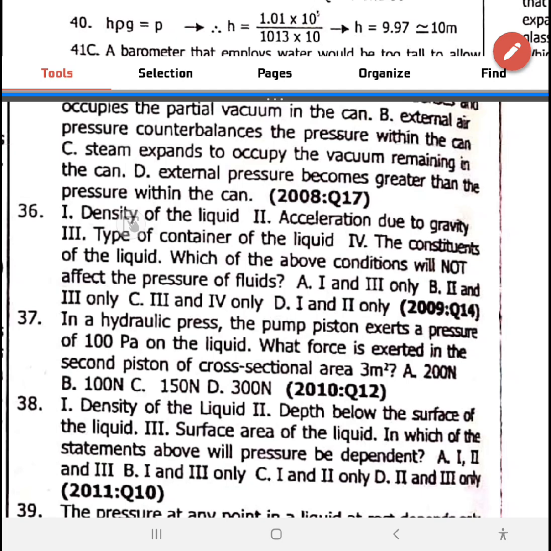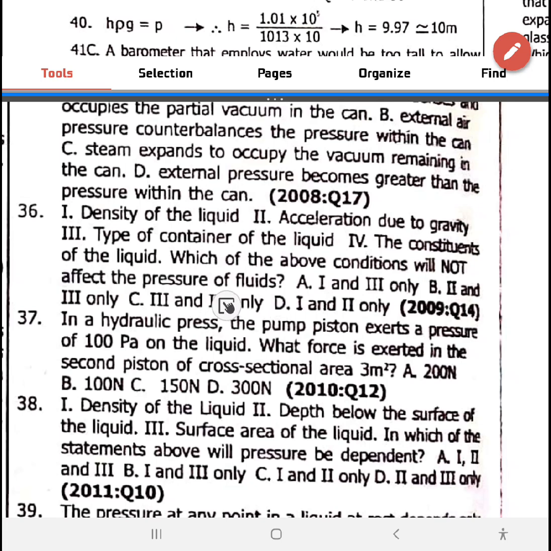Alright, we'll be back to question 36. I need to correct some lapses. They say, which of the above conditions will not affect the pressure? Density of the liquid will affect it. Acceleration due to gravity will affect it. Type of the container will not affect it. IV, the constituent of the liquid.